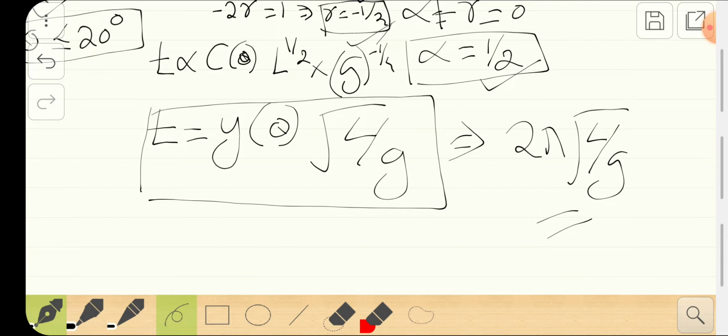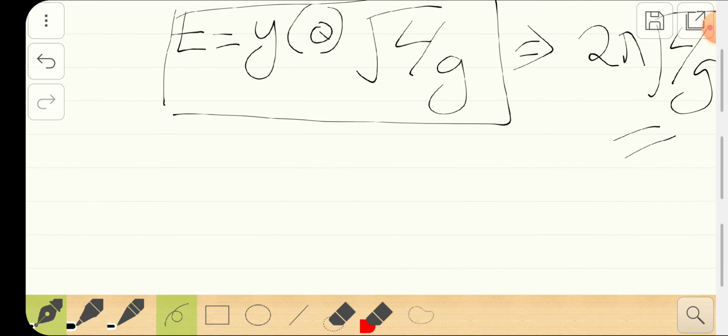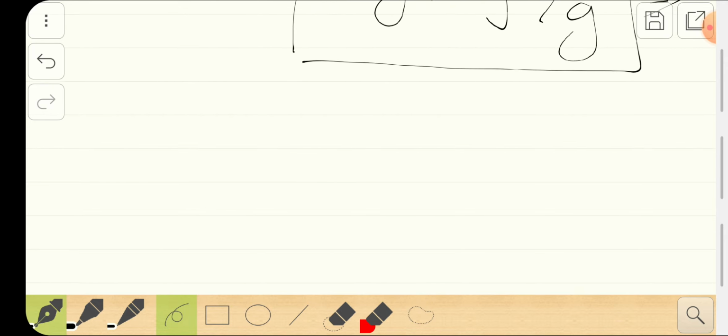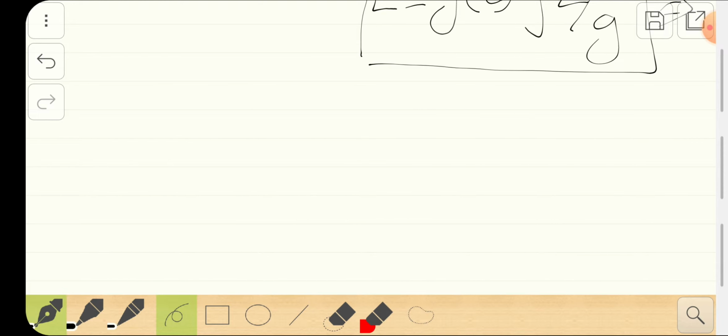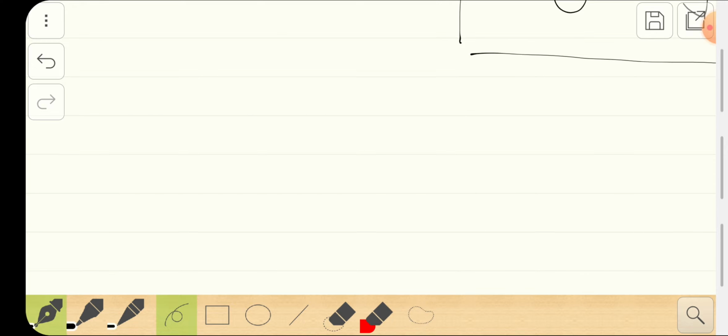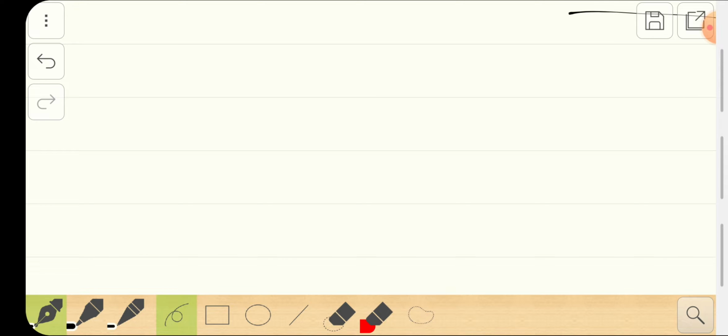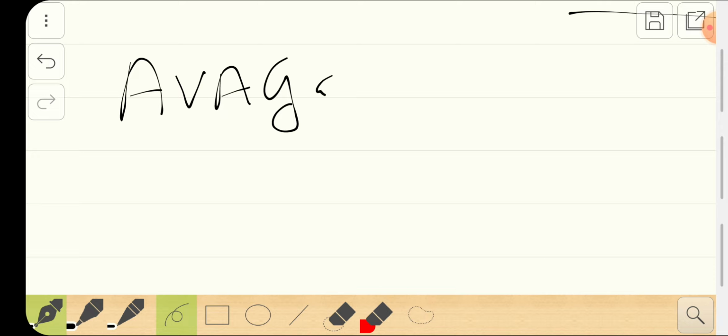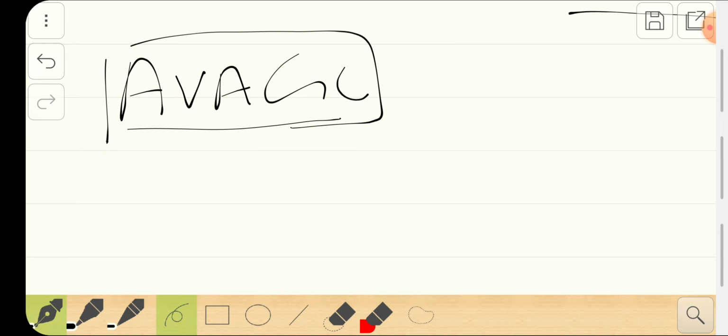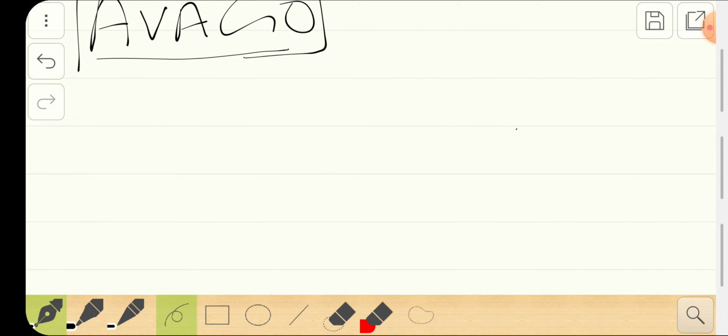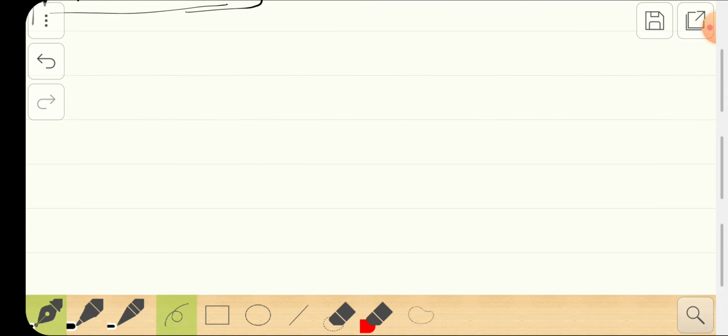So with that, let's go to one more little topic. That topic is called Avogadro number. Avogadro number. So the Avogadro number is something that you see in daily life.